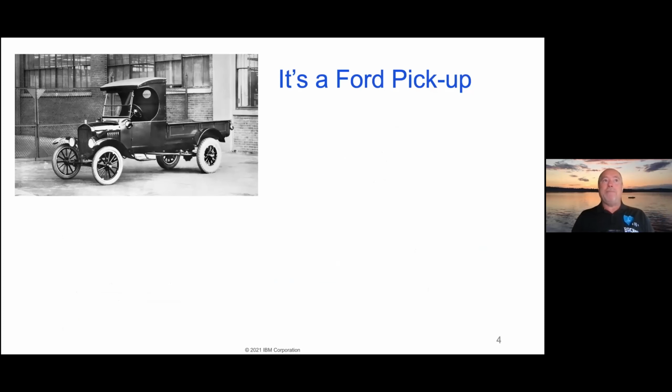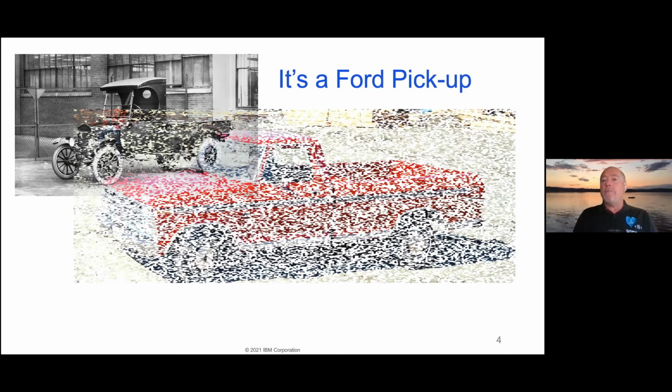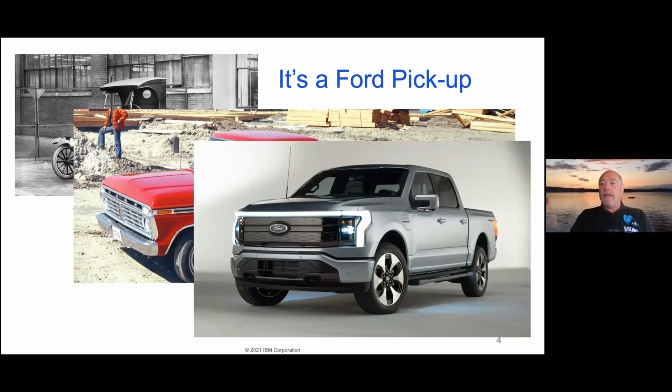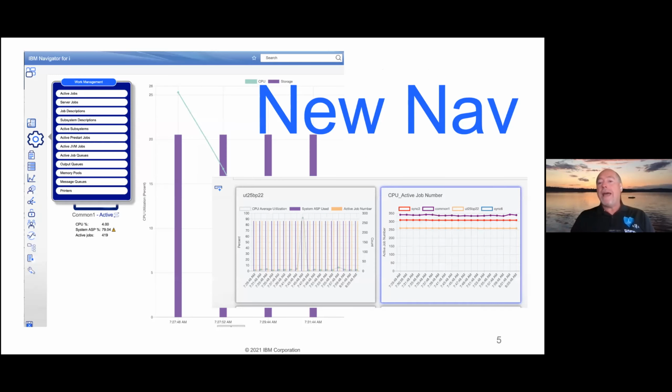I kind of like this example, right? It's a Ford pickup truck. It's obvious. It's got an engine, wheels, steering wheel. And over the years, they have continued to update and modify the pickup truck, but it's stayed fundamentally the same until this year. The first fully electric pickup truck. I mean, this is a revolutionary change to the way it looks, the way it runs, the engine under the covers. New nav is no different.